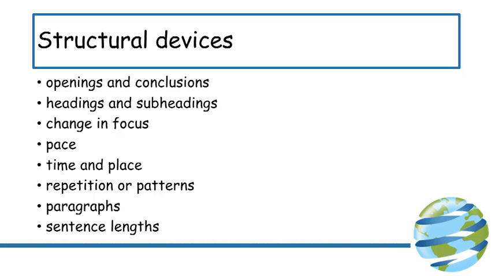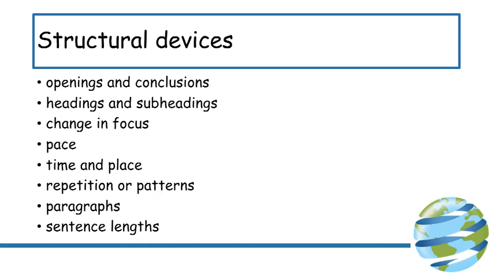So it's important that you note some of the structural devices that you'll be looking for. Throughout the text you need to think about any openings and conclusions, headings and subheadings that might be in there. You need to think about if there's a change in focus. When you're talking about change of focus, it's what the writer is talking about. So for instance, at the start of the text they might be describing the scenery and then move on later to talk about the actions of a character. That will be a change in focus.